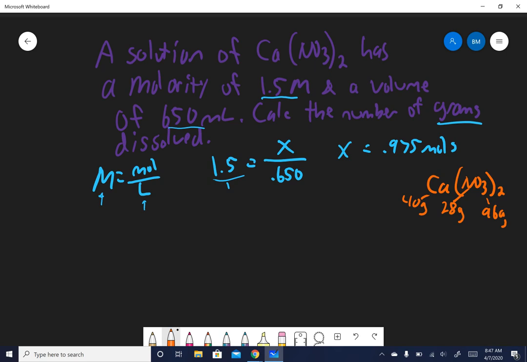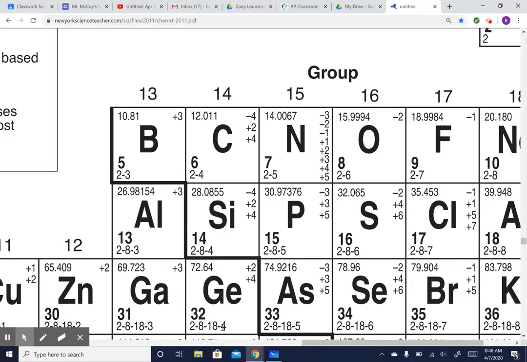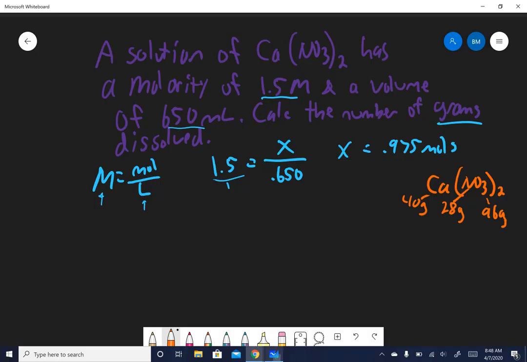16 times 6. Yeah. All right. So I got 96 from my 6 oxygens. I got 28 from my 2 nitrogens. And then 1 calcium is 40. Just to make sure you follow me here. 16 for oxygen, 14 for N. So 14 times 2 and then 16 times 6, right? That's where I'm getting those numbers. And then 1 calcium is 40. So now I add these up. 96 plus 28 plus 40. And I get 164 grams per mole.